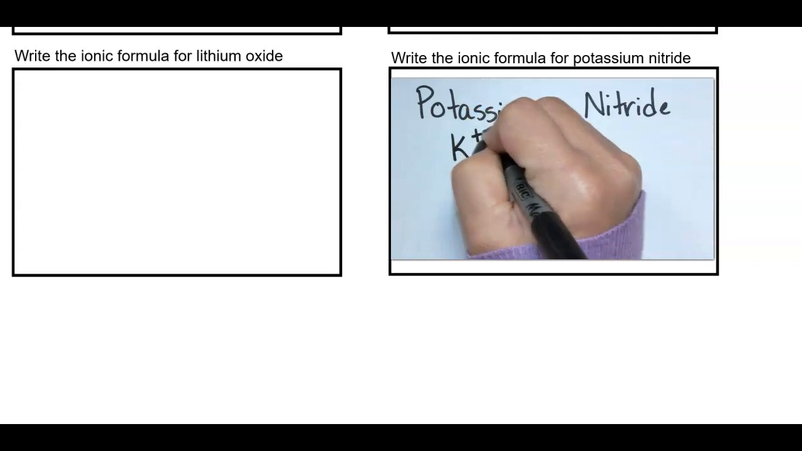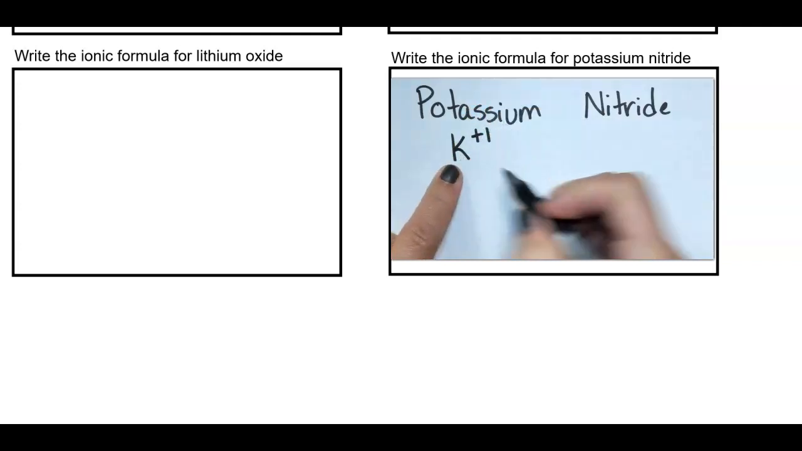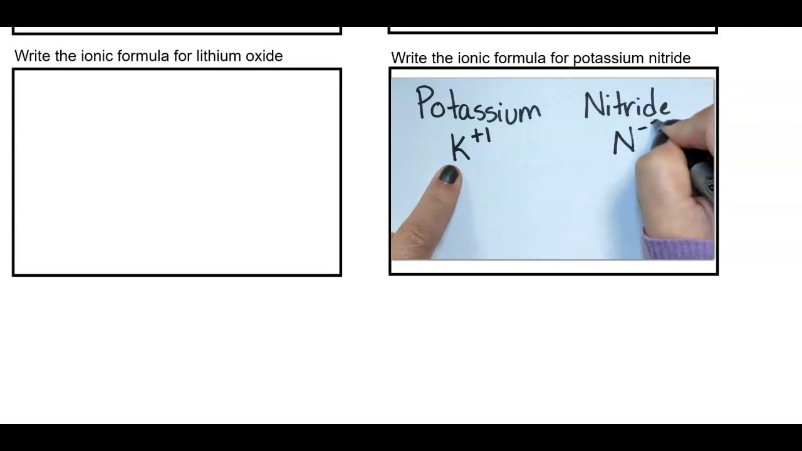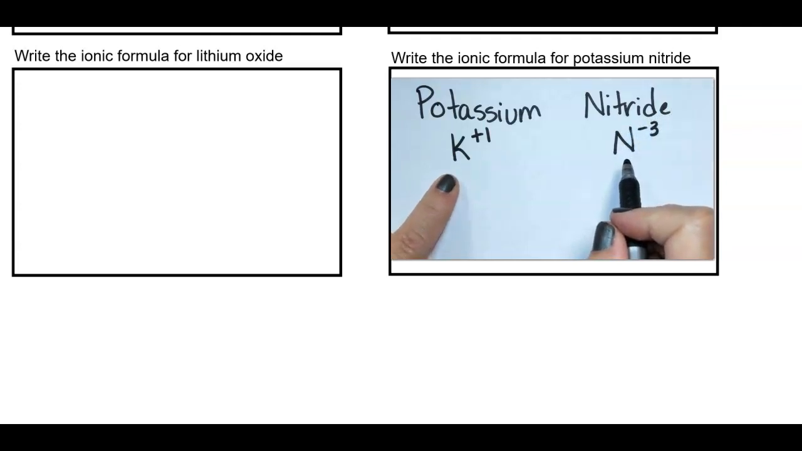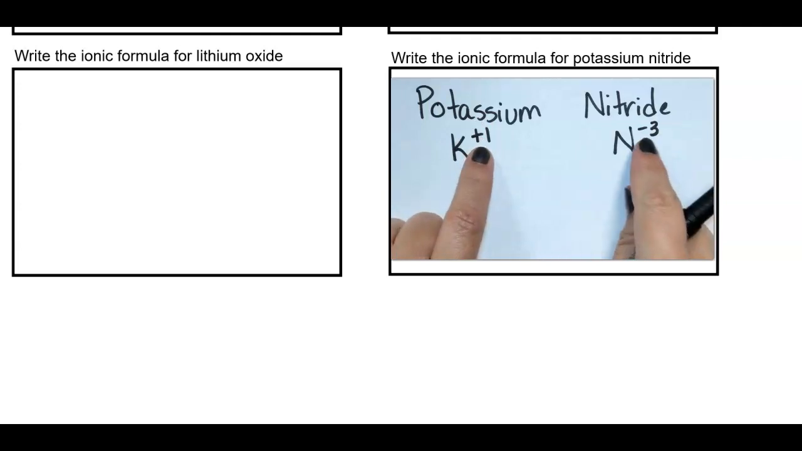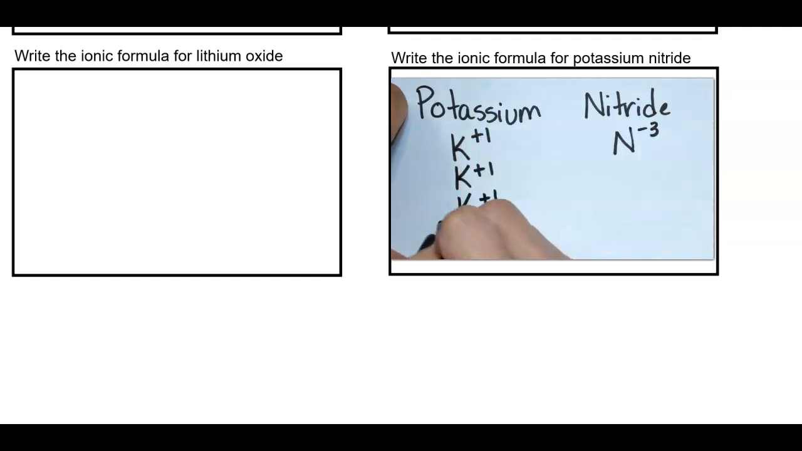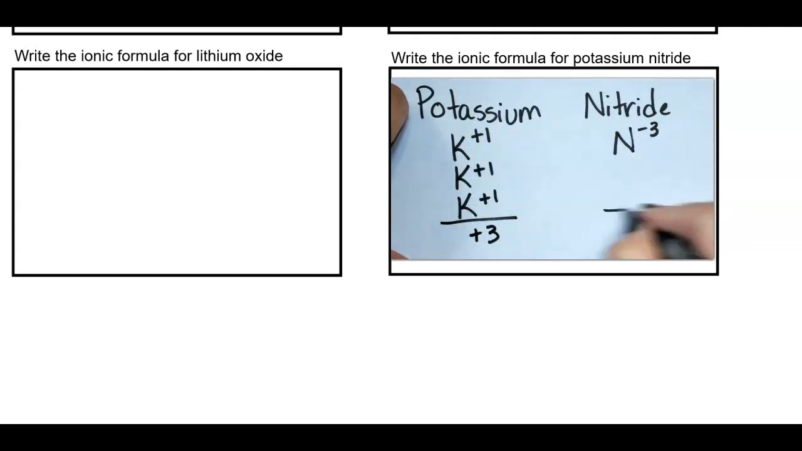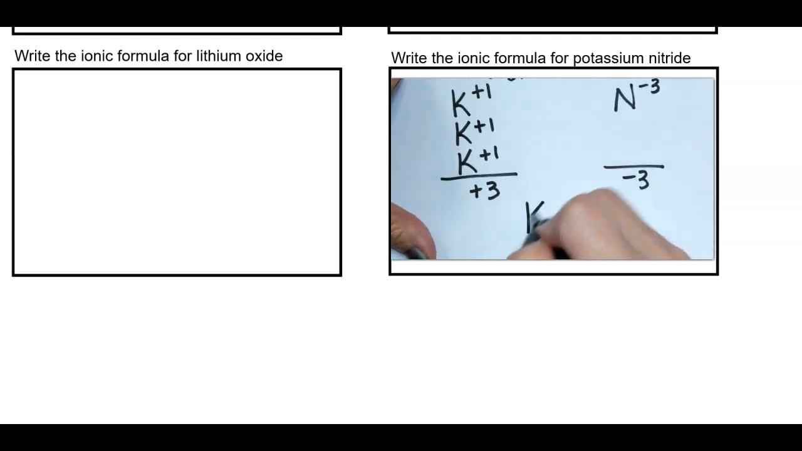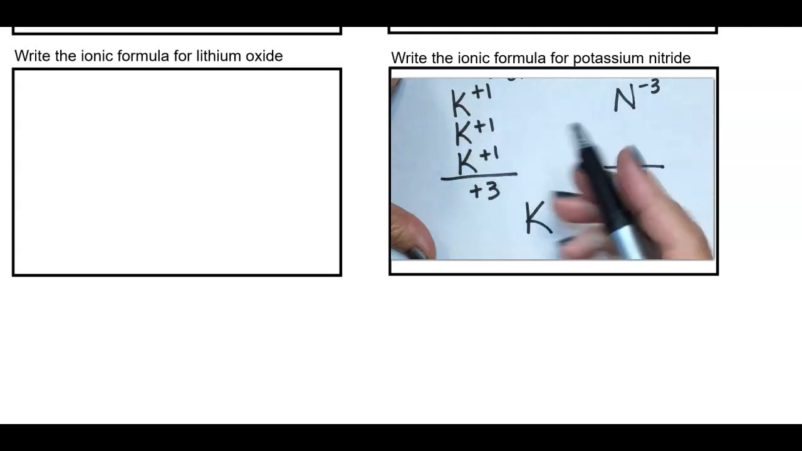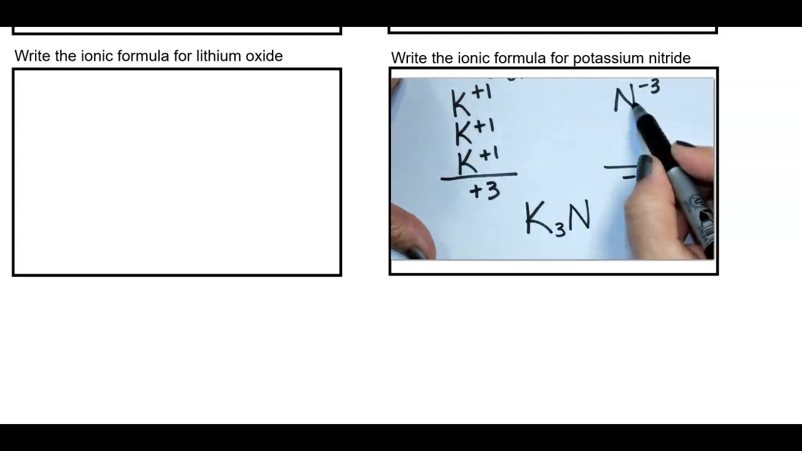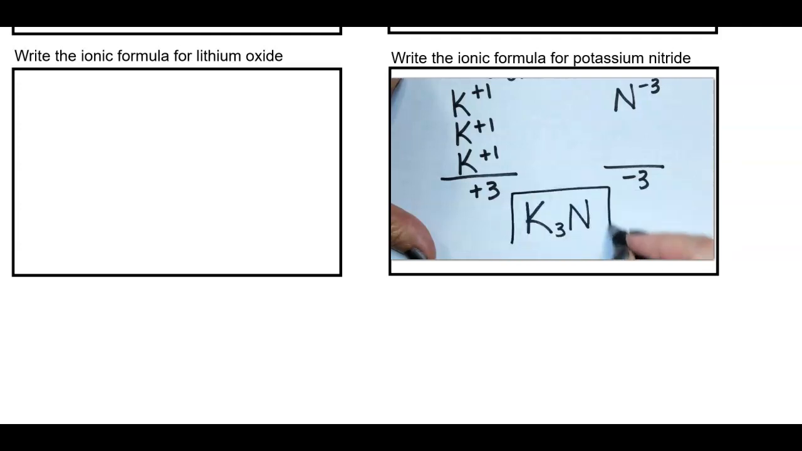Potassium would have a charge of +1, K being the symbol for potassium. Nitride is going to be N-3. Both of these are found on the periodic table. Now, I want to balance +1 with -3, so we're going to need 3 +1s, which will give me my overall +3 charge, which balances that -3 on that nitride. And now that I have these balanced, the formula is going to be K with a subscript of 3, and then N with a subscript of 1. And so the ionic formula for potassium nitride is K3N.